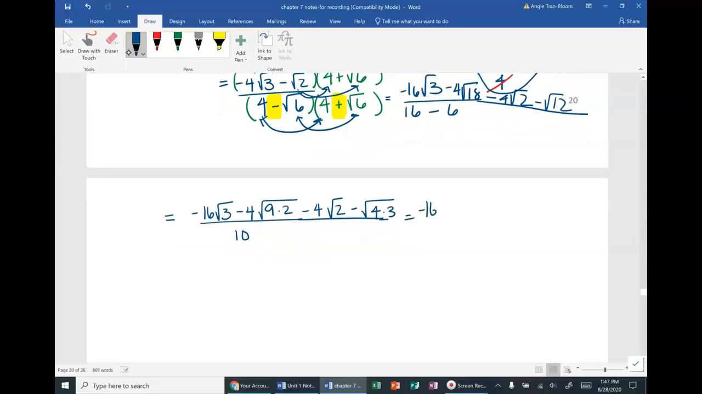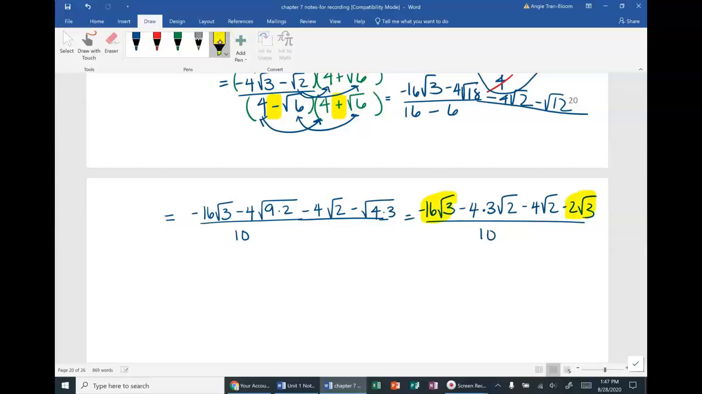So this is negative 16 rad 3. This is really 4 times 3 rad 2. This is 4 rad 2. And then this is really 2 rad 3. All over 10 again. We can combine those two terms because those are both with radical 3. So that will give us an answer of negative 18 radical 3. We can combine those two as well. That's a negative 12 rad 2 and a negative 4 rad 2. So that's going to be negative 16 radical 2 all over 10.